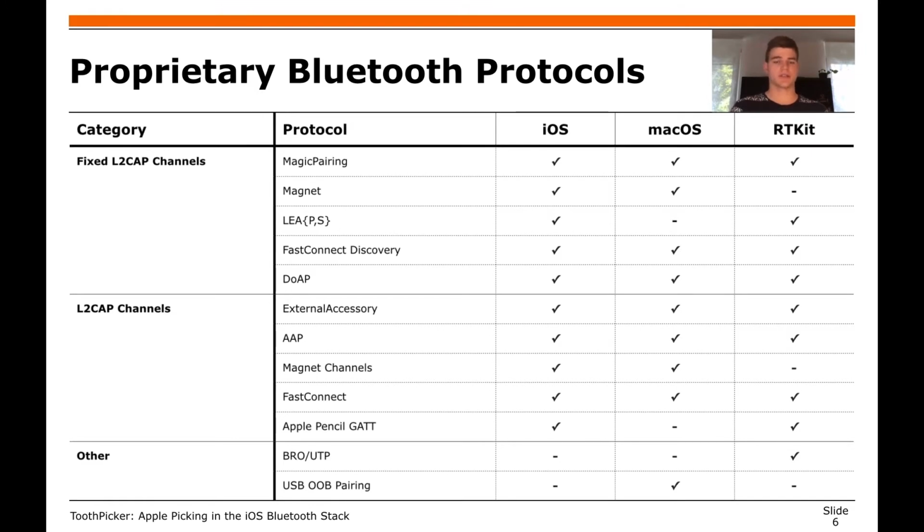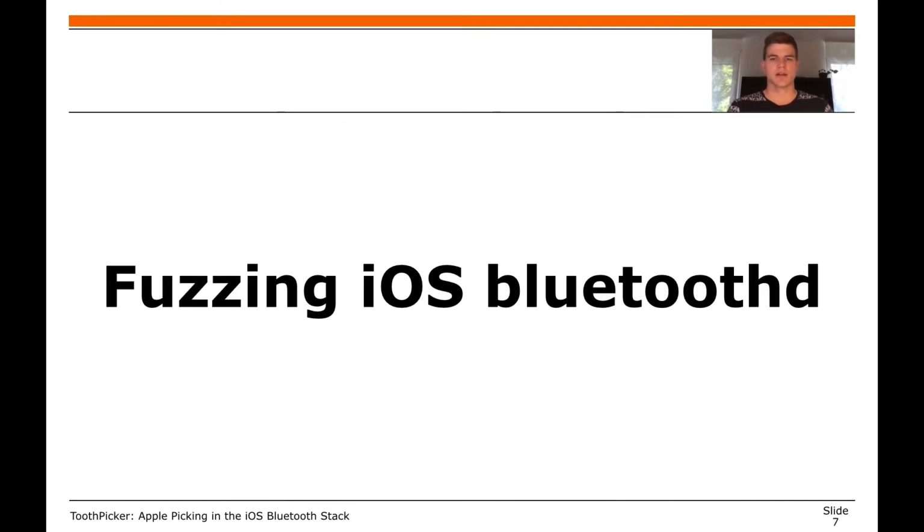Now, given the interesting attack surface and all of the proprietary stuff that Apple implemented, we wanted to develop a fuzzer where we could evaluate the quality of the implementation of all these protocols. However, it turned out to be not so easy to fuzz Bluetooth on iOS. And this is mainly due to the general complexity of Bluetooth, but also due to the complexity of the main component for Bluetooth on iOS, the Bluetooth daemon, bluetoothd.